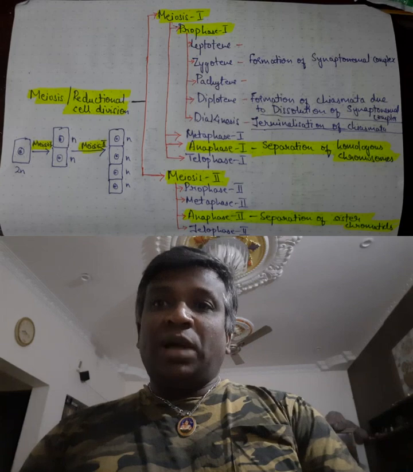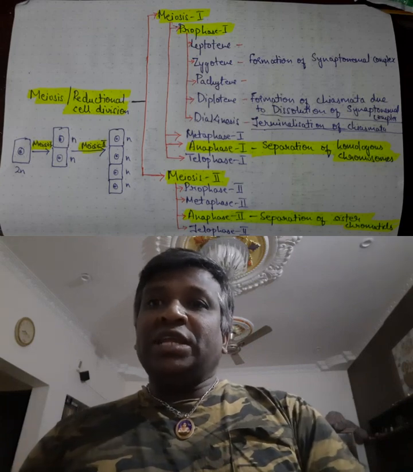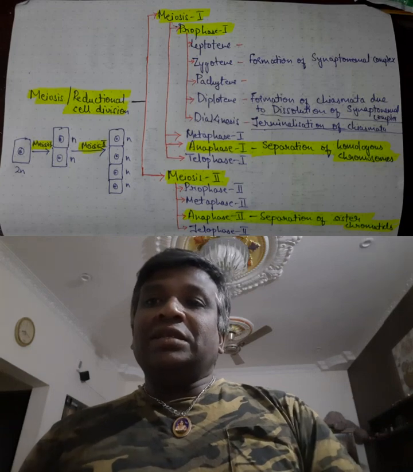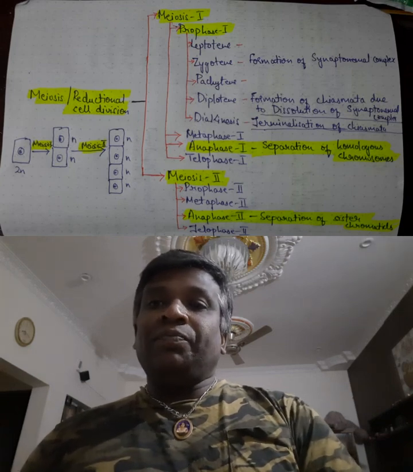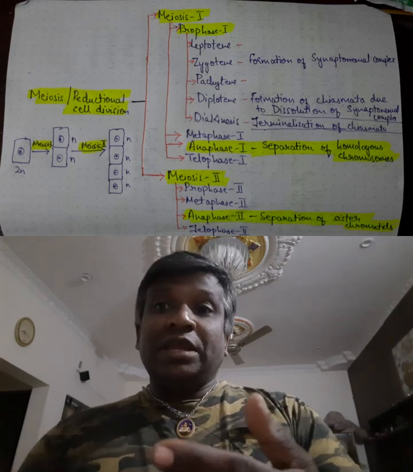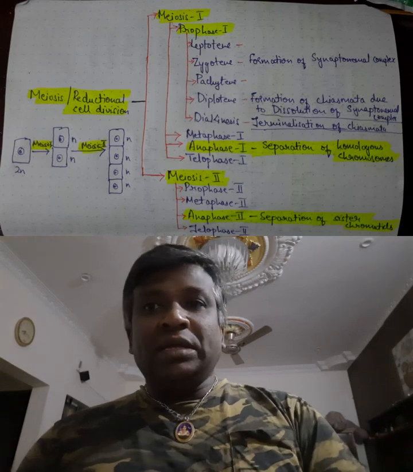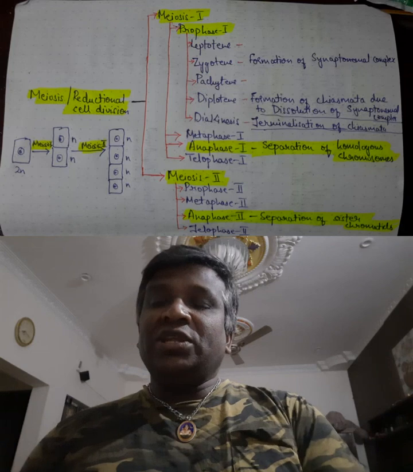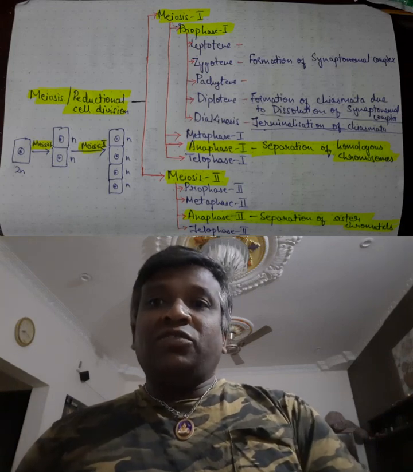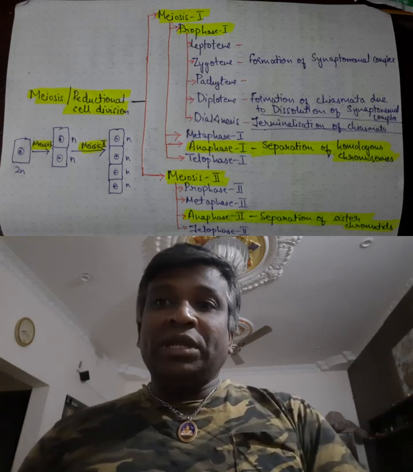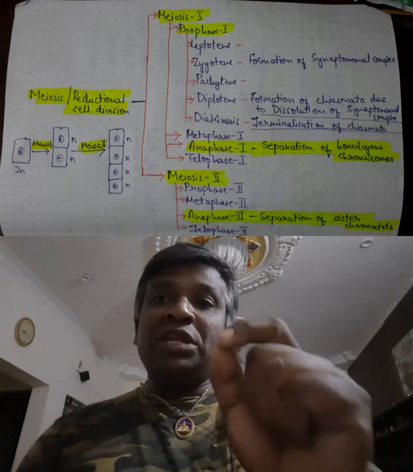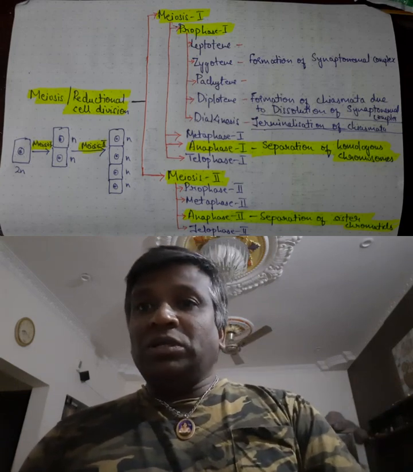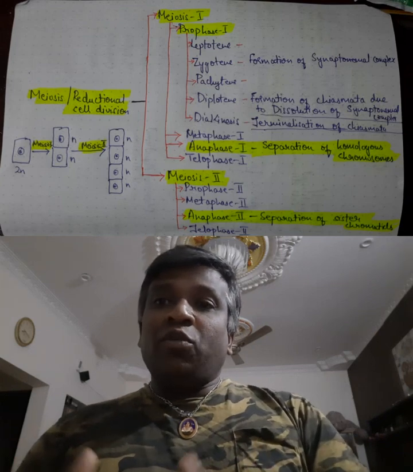Meiosis-I is a very important stage, because during meiosis-I there is a recombination of genes. Genetic recombination takes place, and you know that genetic recombination leads to variation, and variation is one of the raw materials for evolution along with mutations. Meiosis-I has an elongated prophase stage.